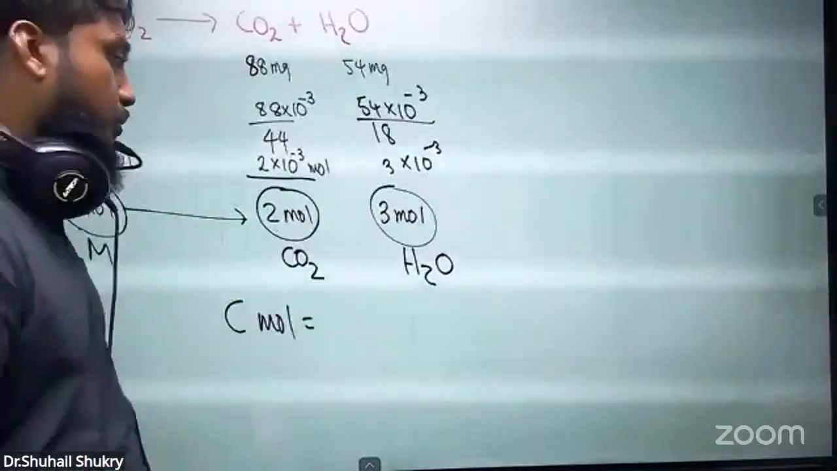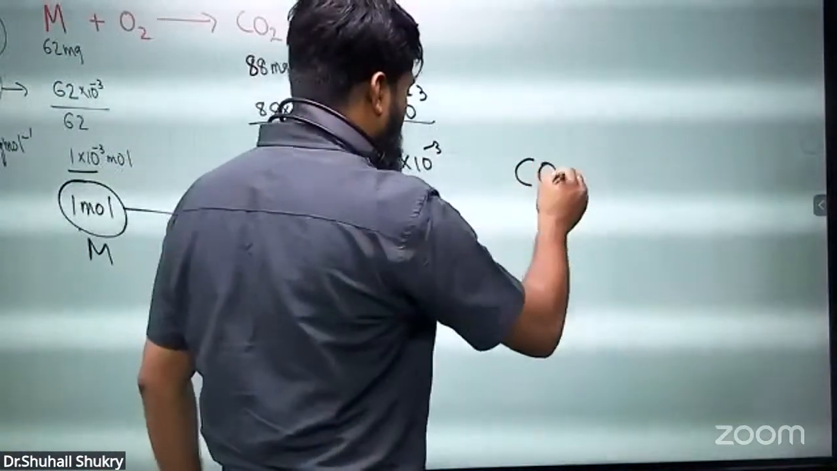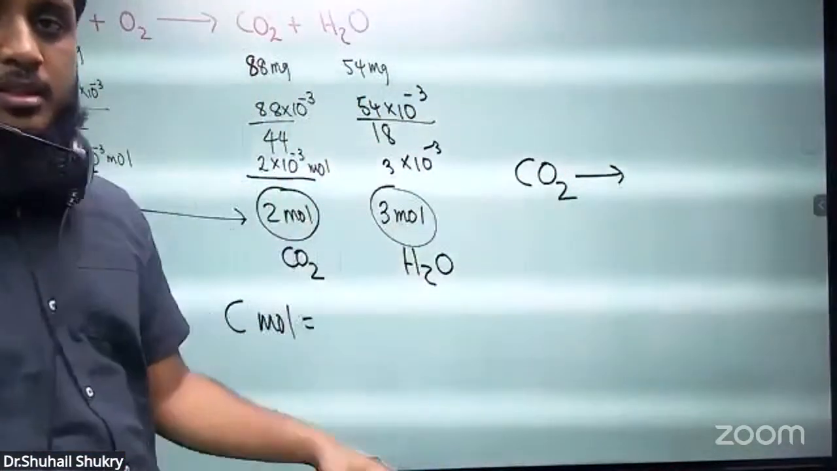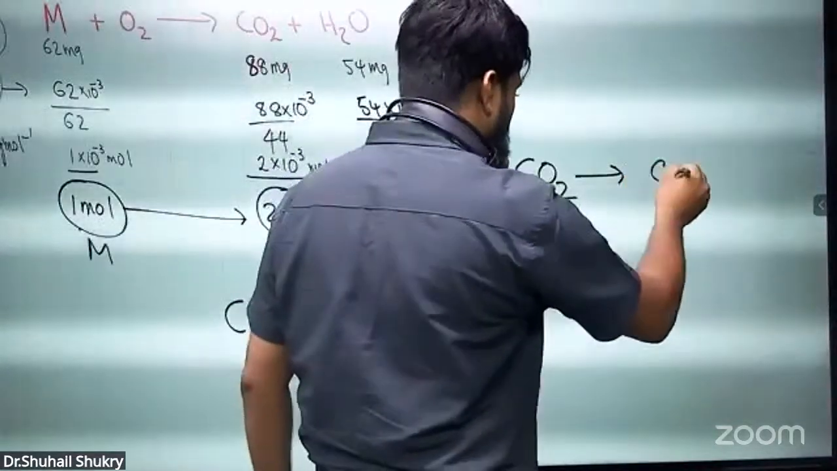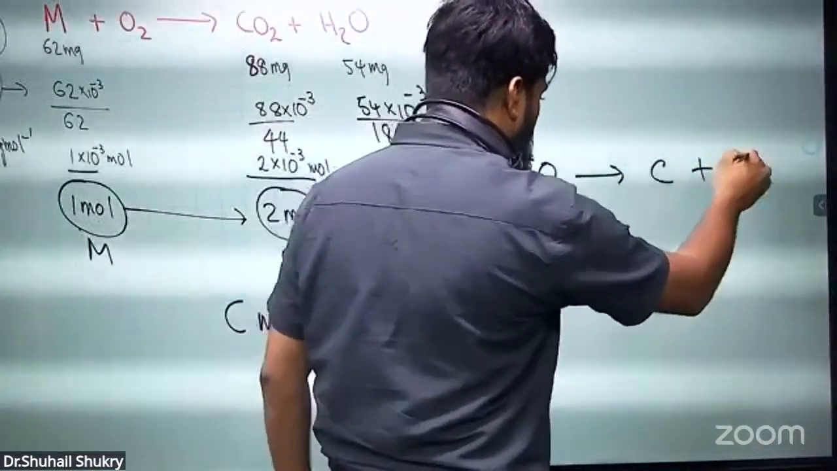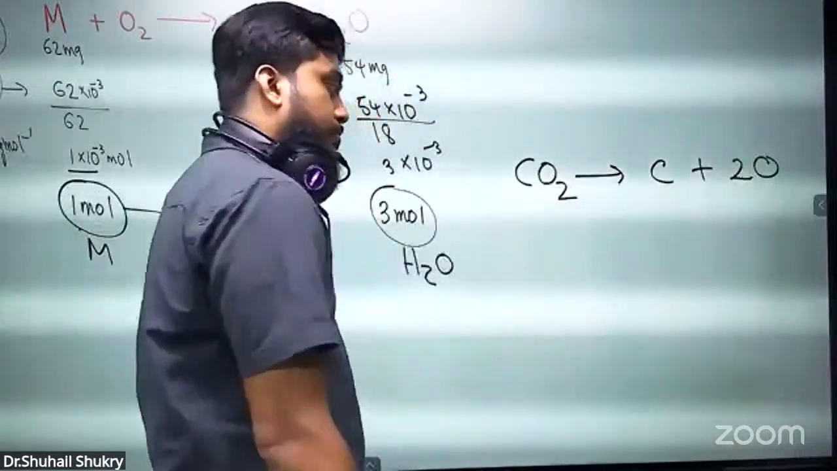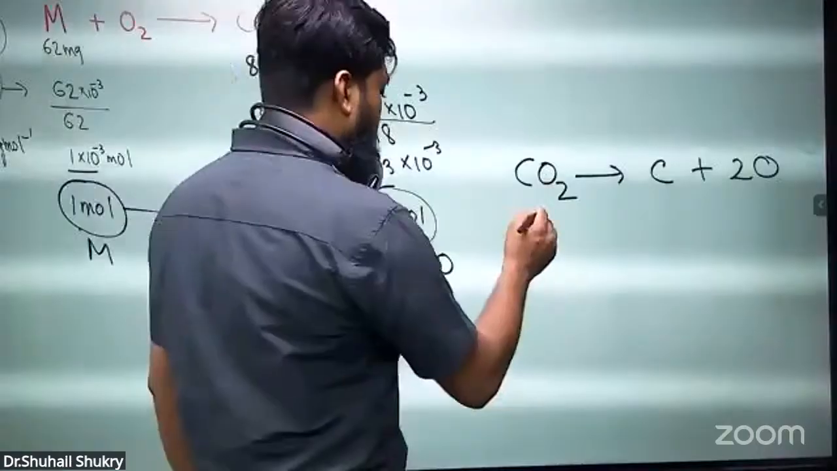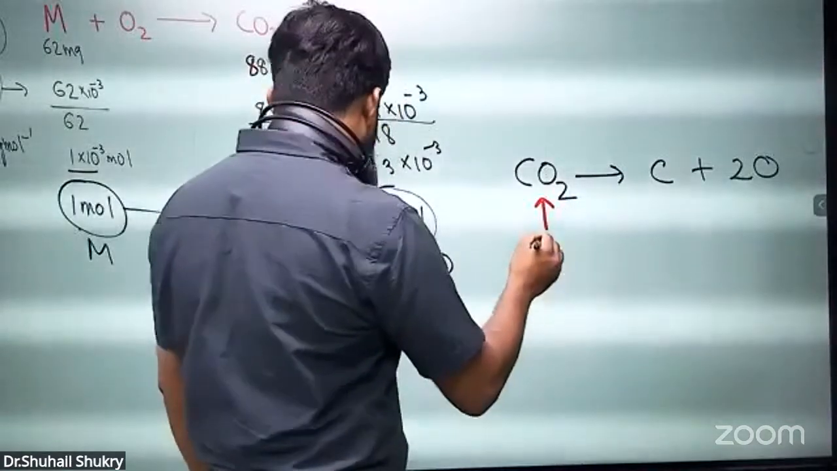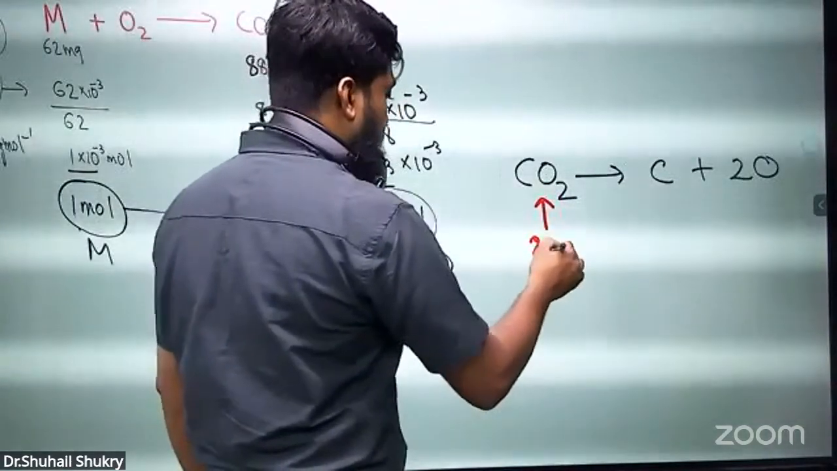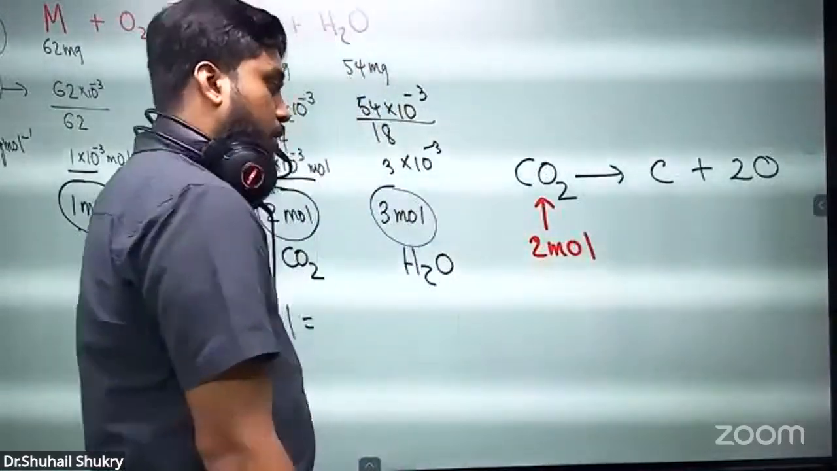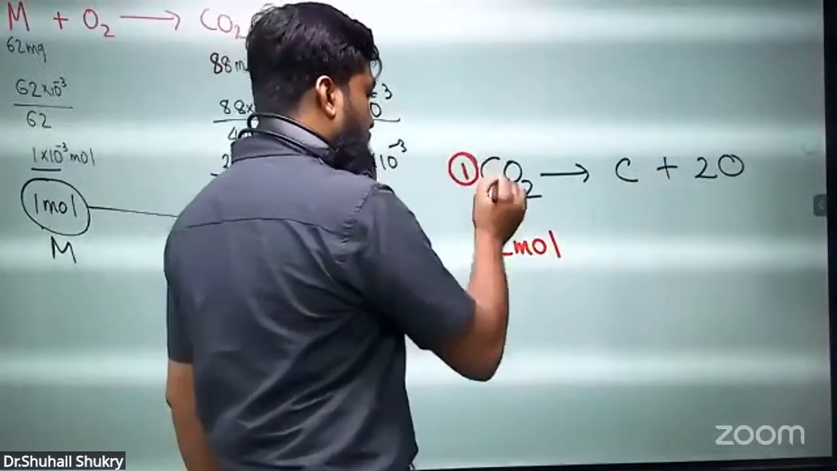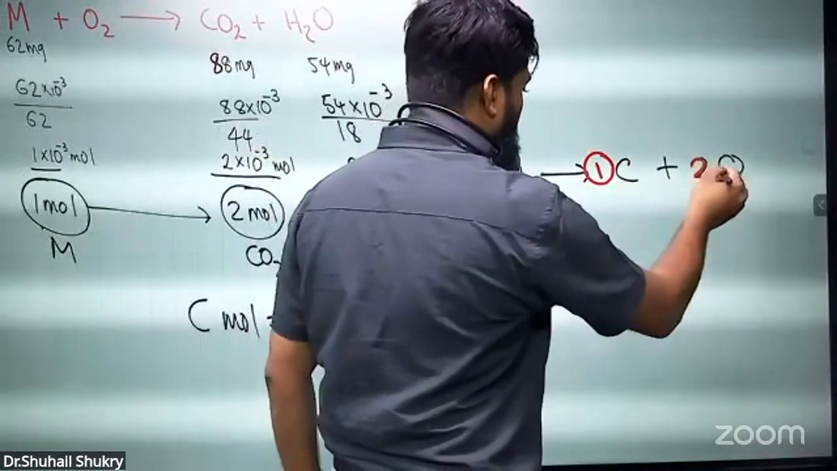Wait, I'll show you. This CO2, carbon dioxide, if you break it into atoms, how many carbon atoms do you have? 1 carbon atom. How many oxygen atoms? 2 oxygen atoms. Can you understand? Then if I take CO2 as 2 moles, how many carbon moles will be here? See the number. This is 1, this is 1, this is 2. If there is no number, it means 1.